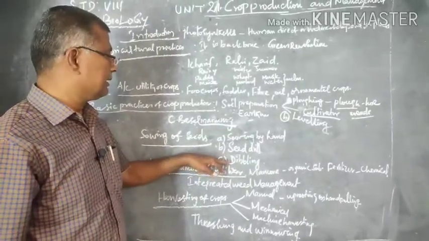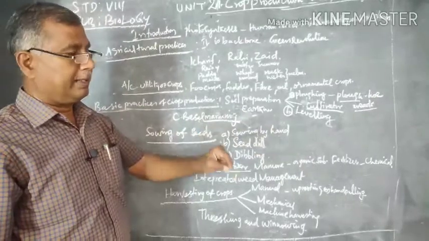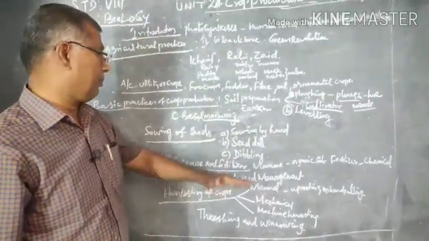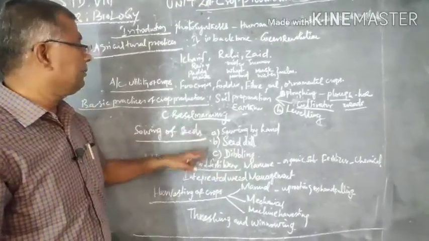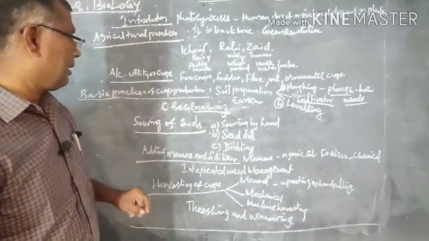Then third one is dibbling. Dibbling means make a furrow and make a hole, and place the seed there. There are three methods: sowing by hand, seed drill and dibbling.